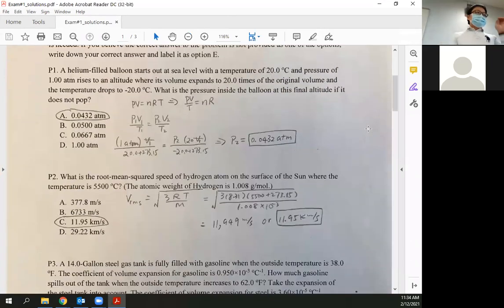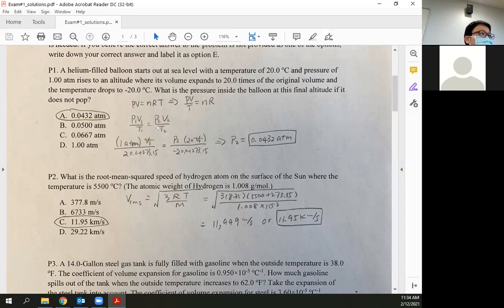Okay. So on the first one, this is just the ideal gas law for the same gas in two states. PV equal to nRT, you can rewrite. So PV over T will be equal to nR. So PV over T will be equal to a constant. That means initial equal to final. Okay.